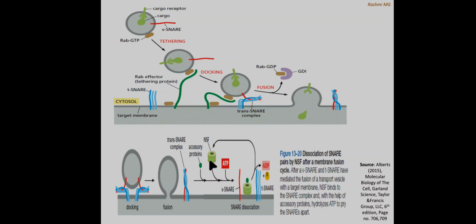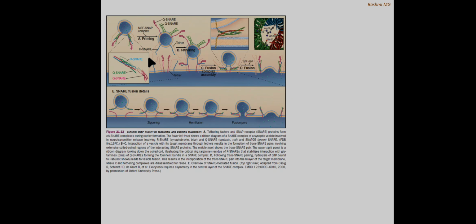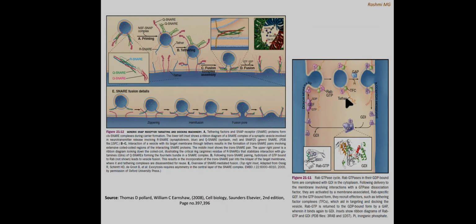See, the NSF binds after the V snare and T snare have mediated the fusion of a transport vesicle with the target membrane. NSF binds to the snare complex, and with the help of accessory proteins, it hydrolyzes ATP to dissociate the snares apart, so that the cycle can run again. This is another image depicting the fusion and snare hypothesis. See, this is the cycle.